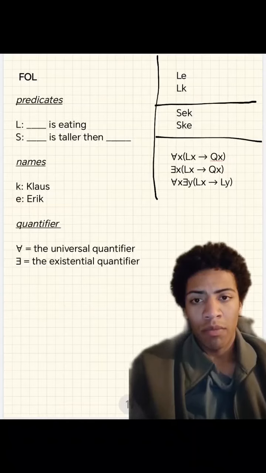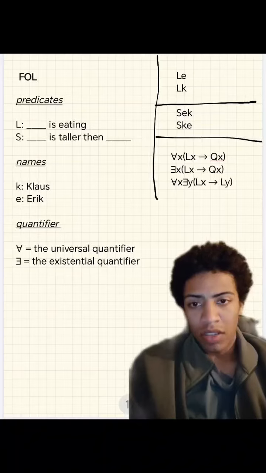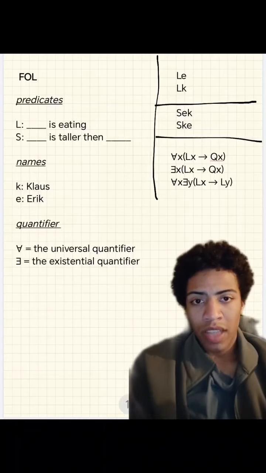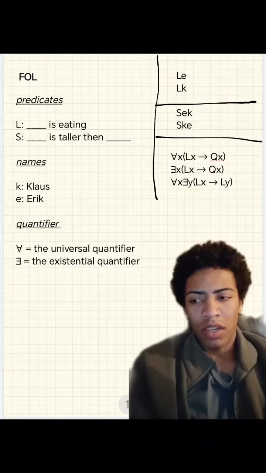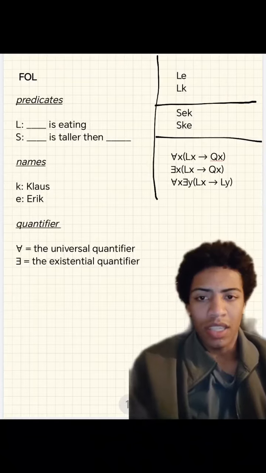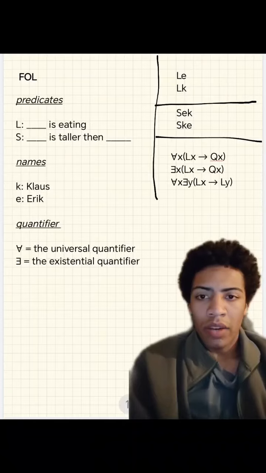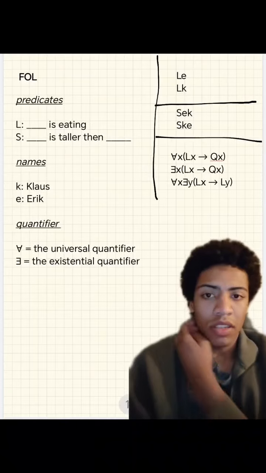So L, where the input is eating. So you could write LE, which would be Eric is eating, or you could write LK, uppercase L and then lowercase E and K. So LK would be Klaus is eating.